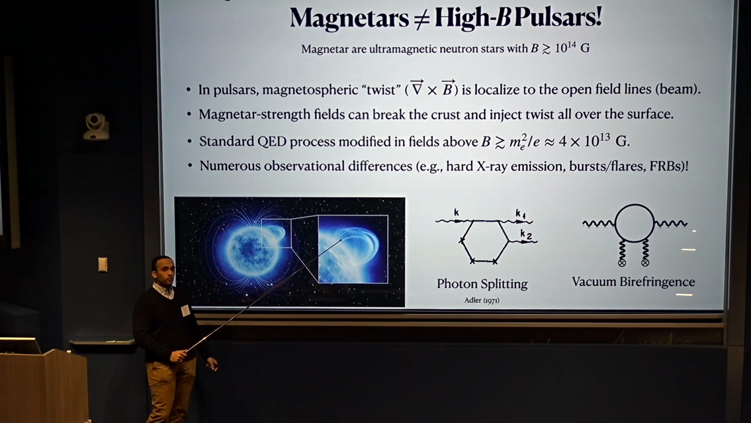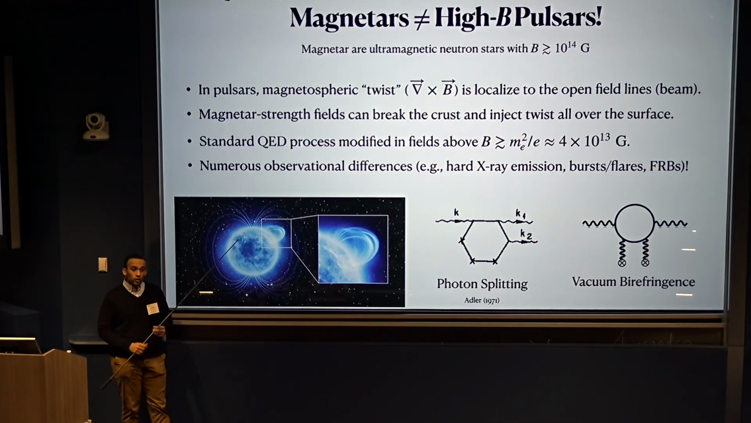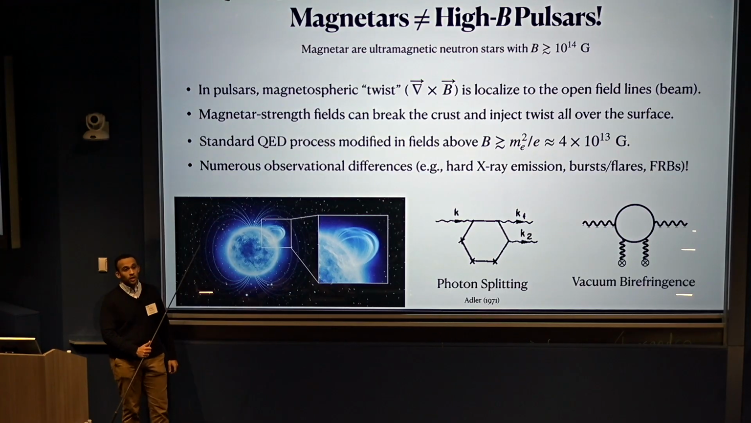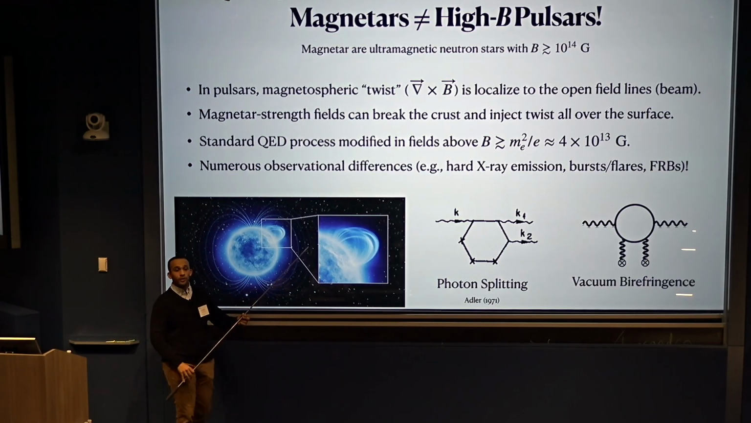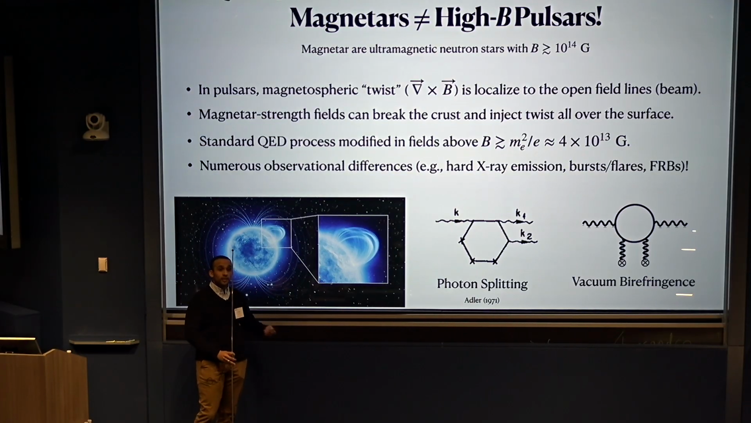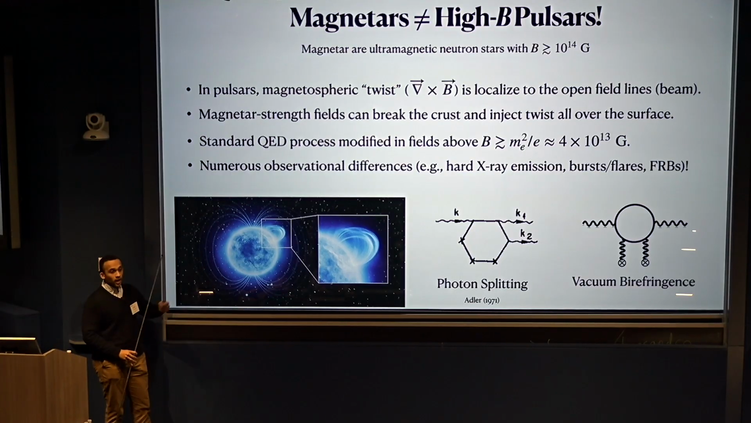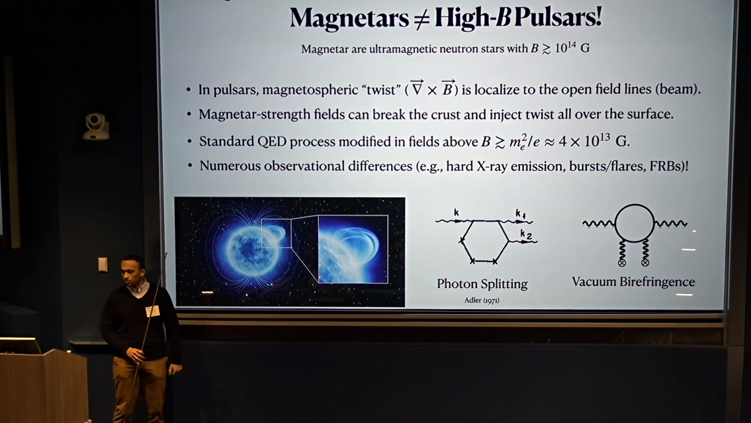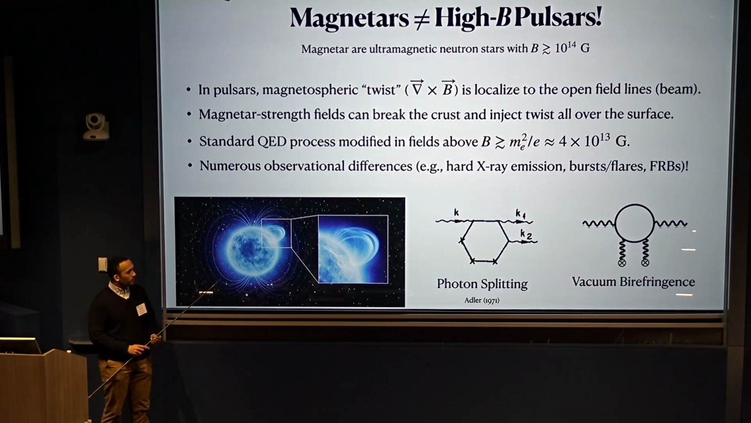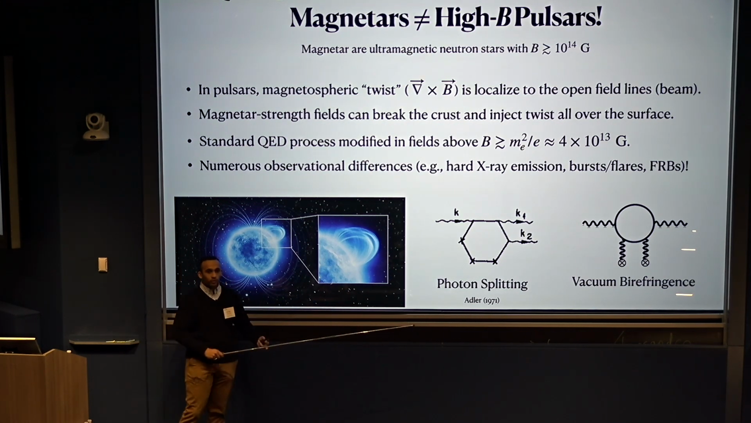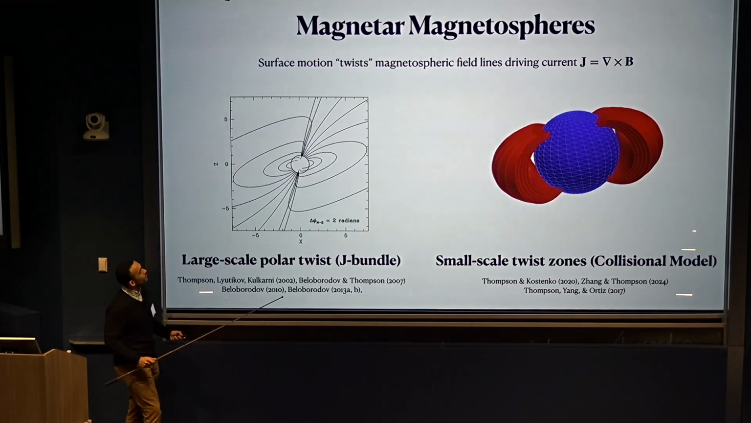They show these crazy bursts and flares, including, quite recently, we've been able to associate some of these fast radio bursts with magnetars. And in addition, they show hard X-ray emission, and by hard here, I mean more energetic than just what you would expect from thermal emission. And this is highly indicative of either particle acceleration or other exotic processes. And so I mentioned the importance of some of these QED processes that occur only in very high fields. I'll get back to this in a couple of slides.